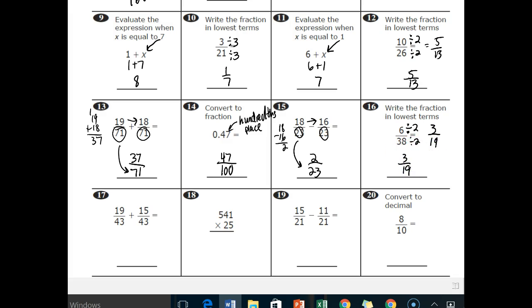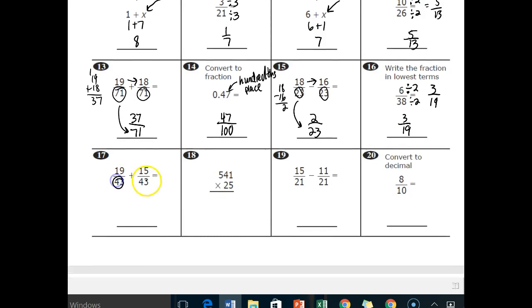Number 17 is exactly like number 13, so I'm going to keep my like denominators, right? Maybe just put it down there right away. Sorry, that is a fraction line. And then I do 19 plus 15 off to the side. 14, carry the 1, 34. 34/43.